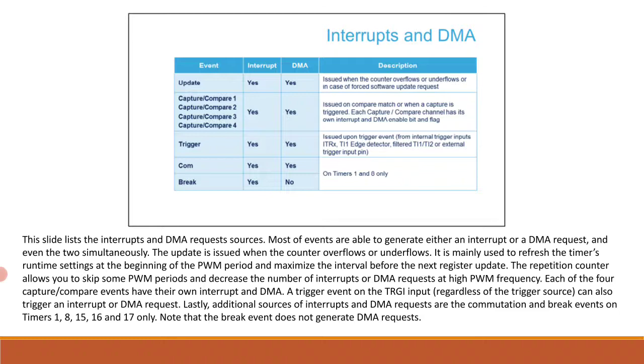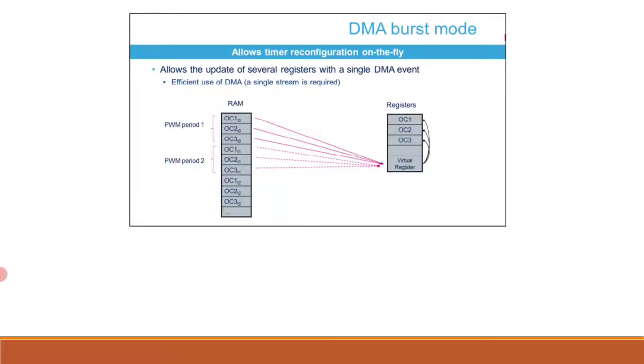So the timer includes a DMA bus to have multiple registers reprogrammed with a single DMA stream. This allows the modification of several runtime parameters simultaneously. For instance, the duty cycle and the frequency of several channels, or dynamically change the timer configuration by writing the configuration registers. Look at the figure here.